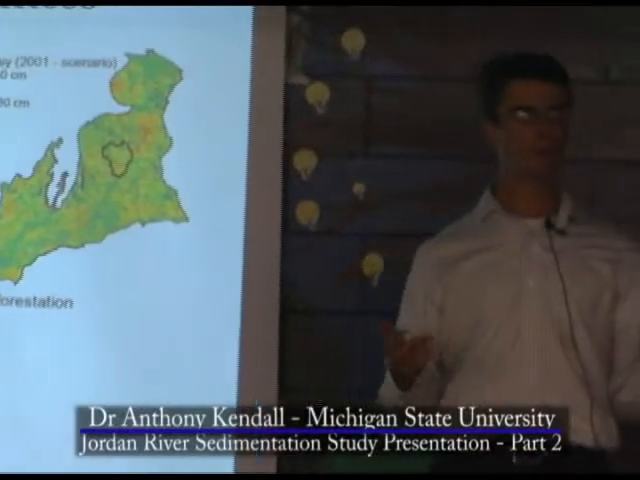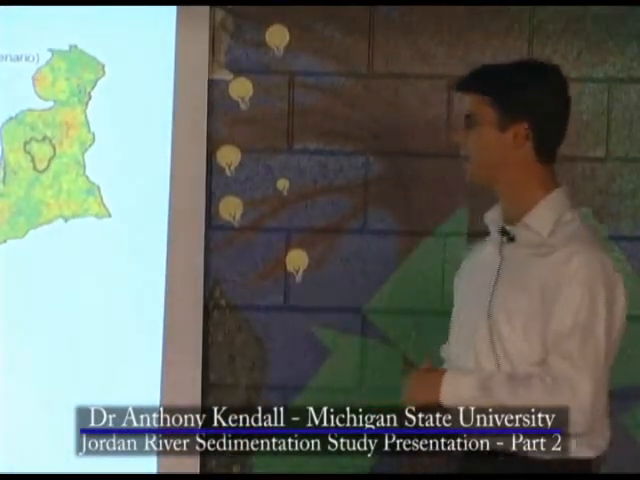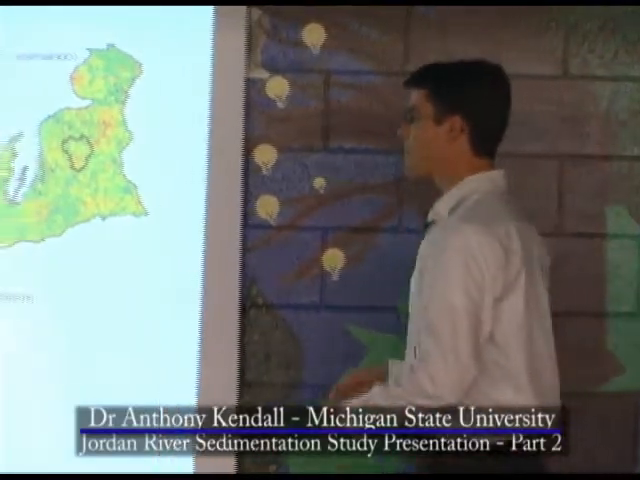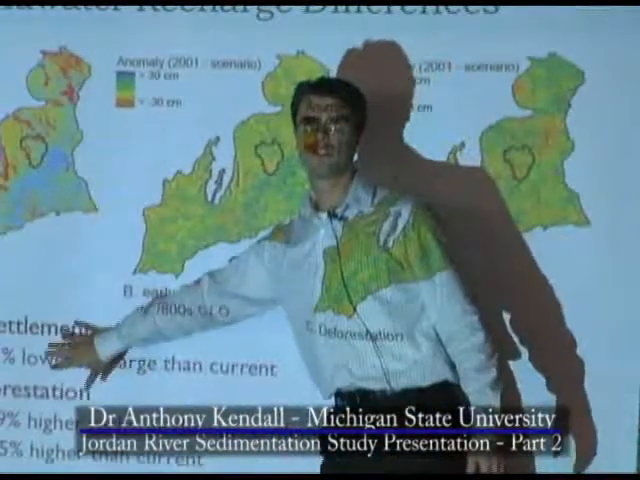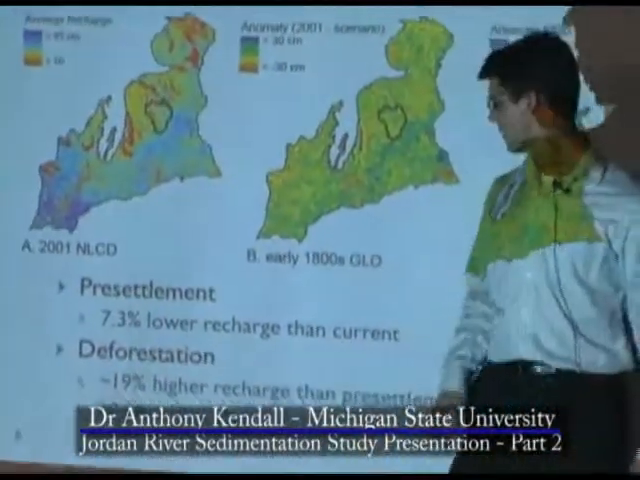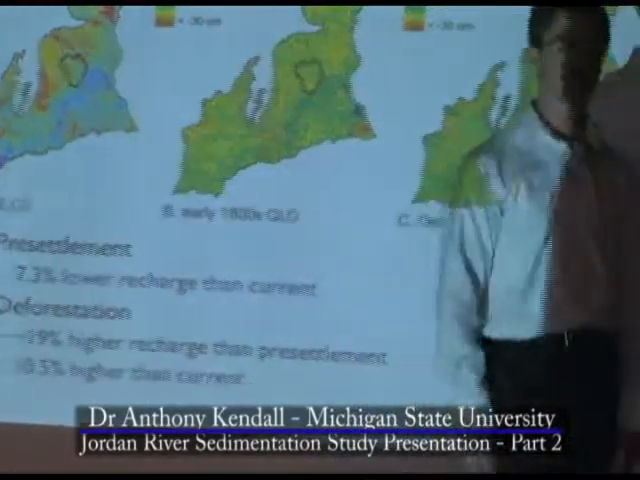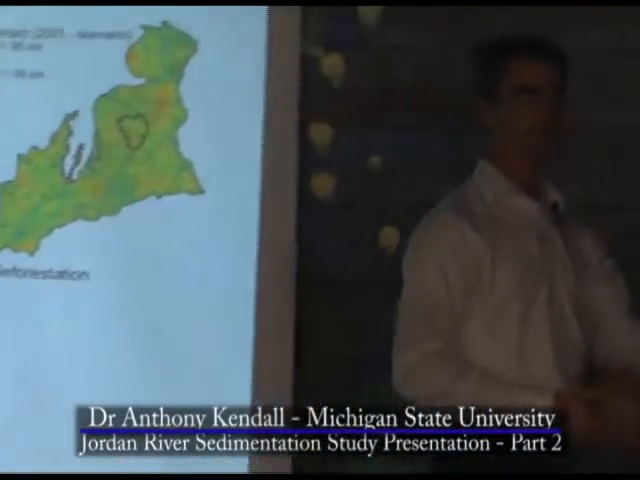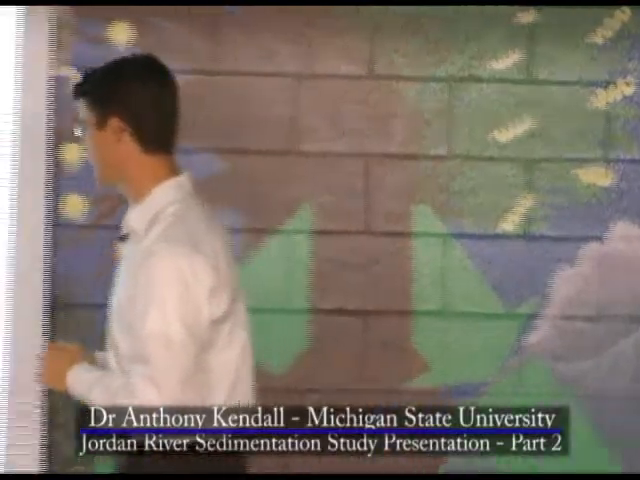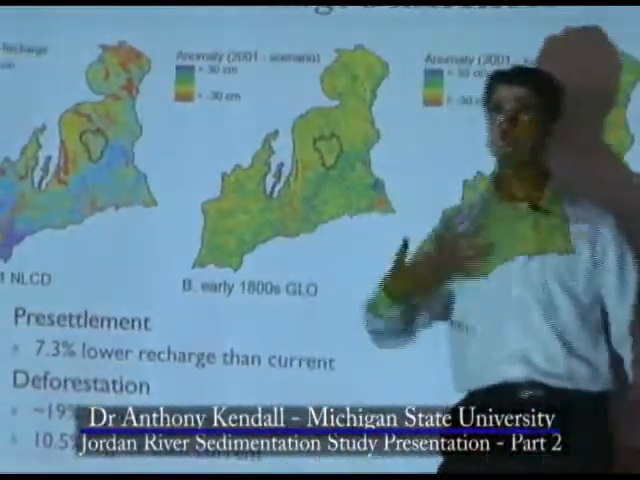So the flows during pre-settlement, assuming climate was the same, which we don't actually think it was exactly, but we don't have good data on up here, the Jordan River flow would have been somewhat less. But then, when you deforest, compared to pre-settlement, you look at 19% more recharge, so a 20% increase. Okay, so if we go from our current, say 154 is our base level, most of the time at Webster, we would look at going from that to something like 187 or 188.